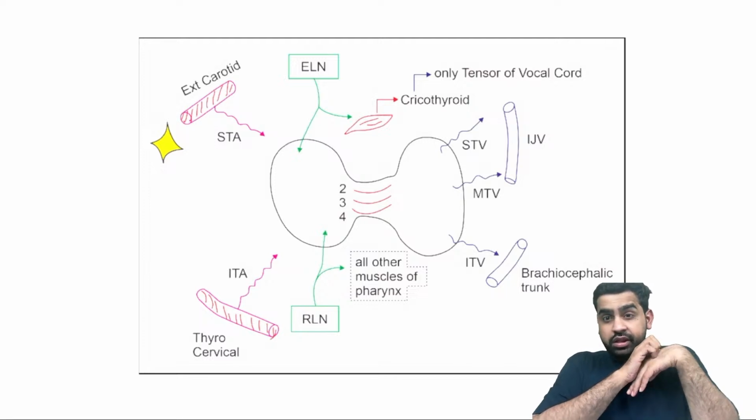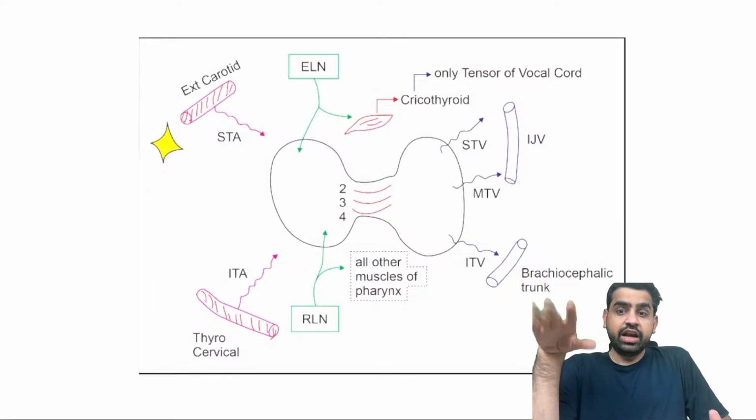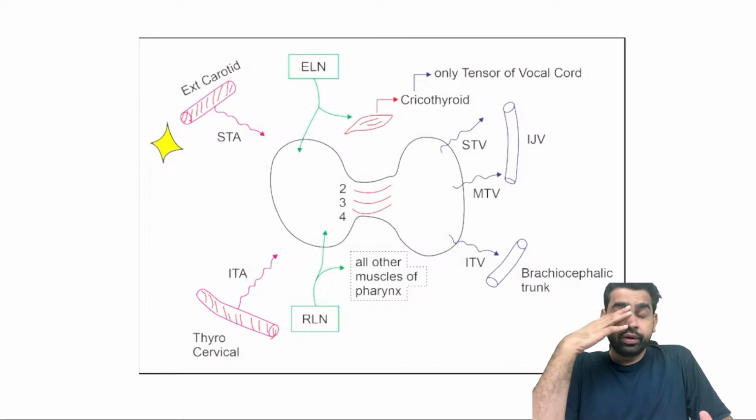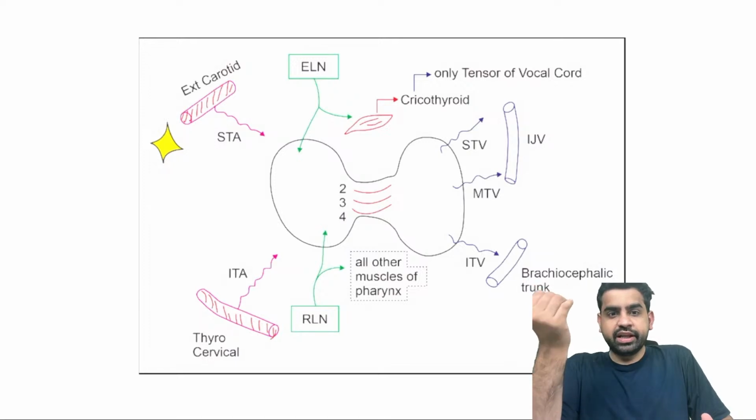Now this is a simple diagram of the basics of the anatomy of the thyroid gland, but there are too many things to learn from here. So what I'm going to focus on over here is a couple of things. First of all, let's talk about the superior thyroid artery and the inferior thyroid artery.